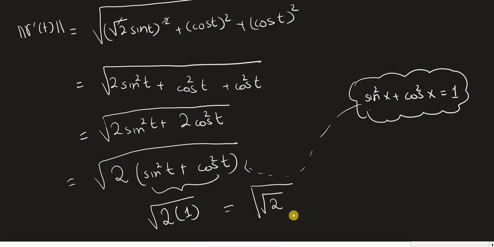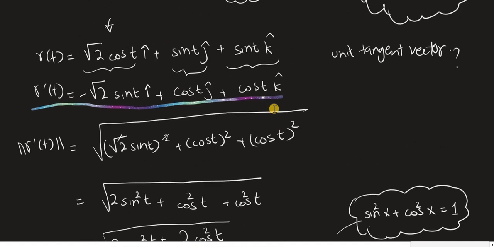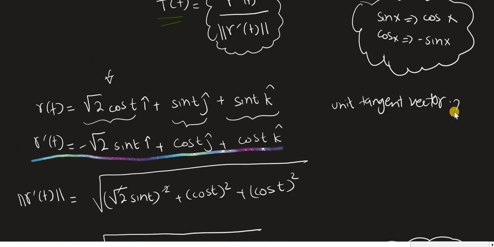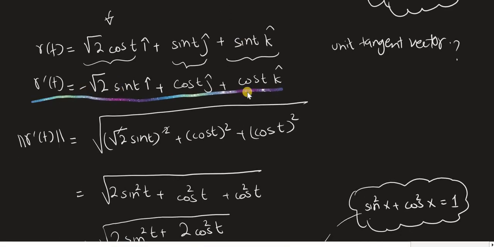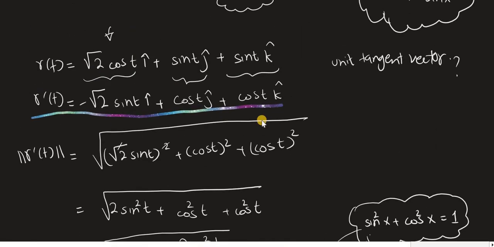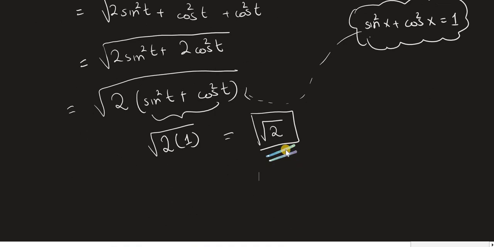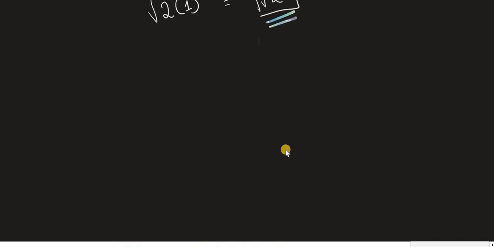Okay, but we're not done yet. What we were finding is the unit tangent vector. We have these two things, and the next step is just to divide these two. Here this is r prime of t, and the square root of 2 is here. So let's just write everything together.